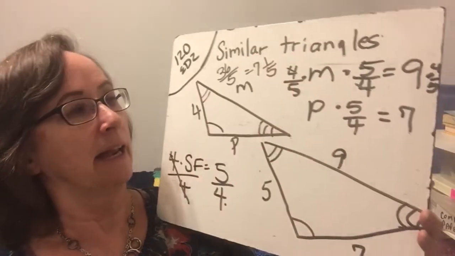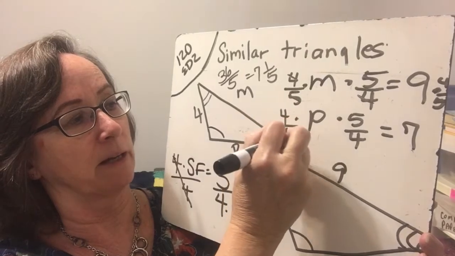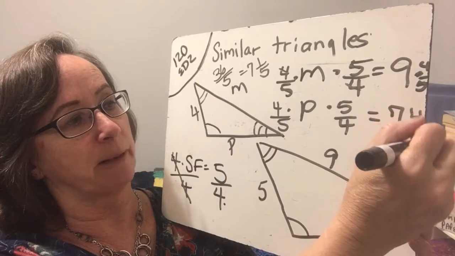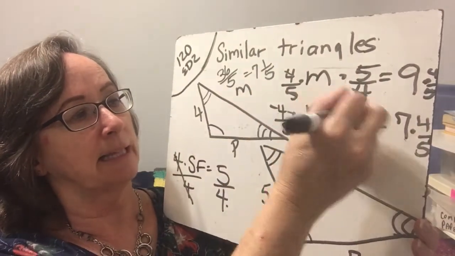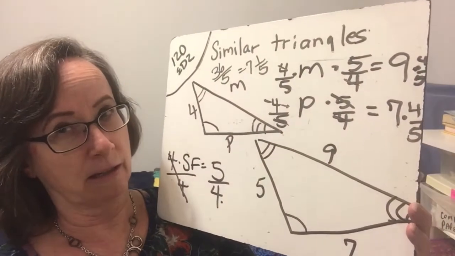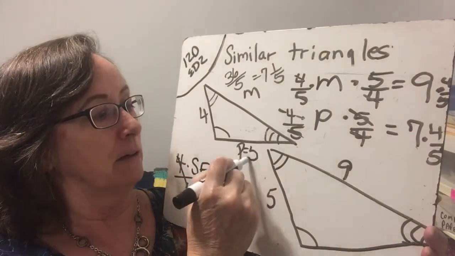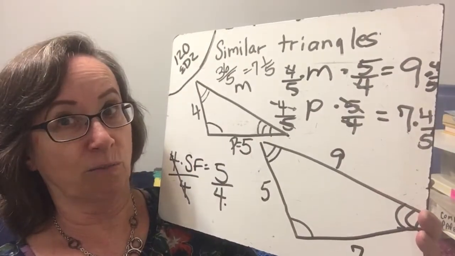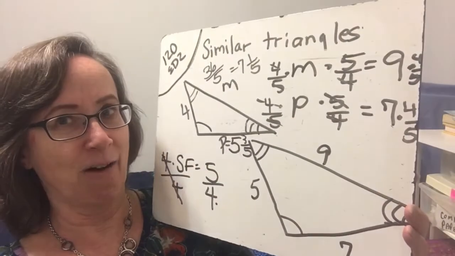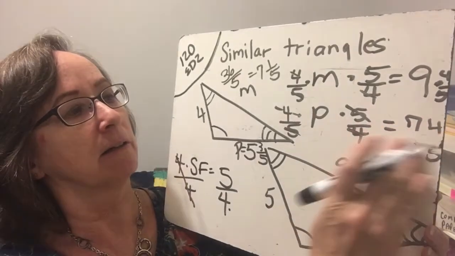Now, this one we're going to have to multiply by 4/5 to get rid of the 5/4, and multiply this one by 4/5. We always have to multiply by the same thing on both sides. These cancel. We get p is 28/5. And 28/5 is 5 3/5. Now, would we get the same answer if we went the other direction? We would.